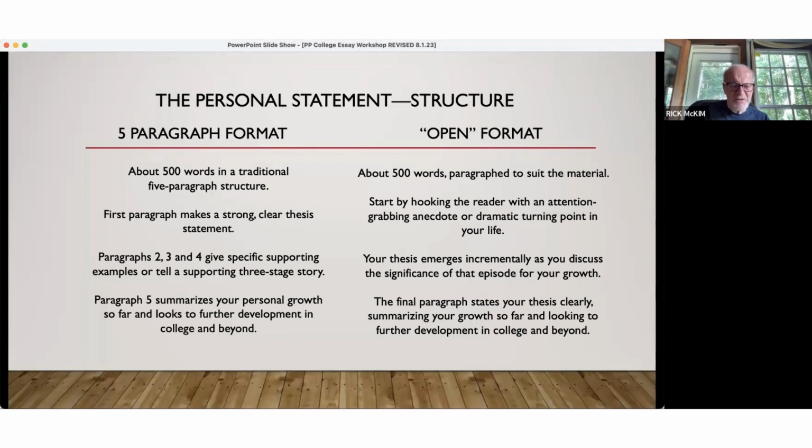And then in paragraph 5, you summarize your personal growth so far and look to further development in college and beyond. The "and beyond" is important. You want to convey a sense of college as a stage in your life that you have the vision to see beyond into the future, where you have ambitions and goals.